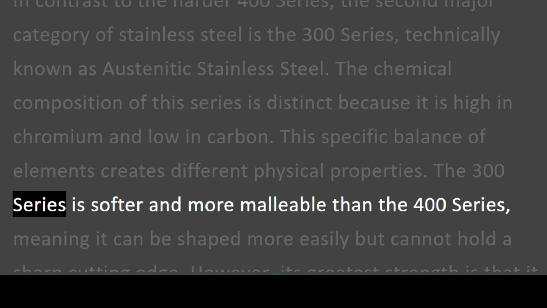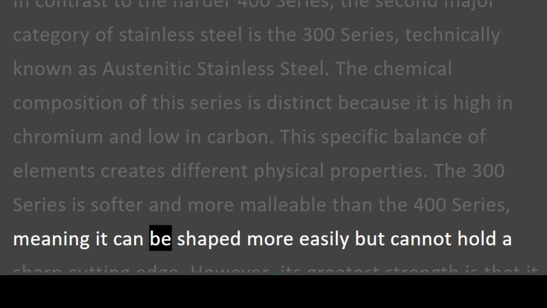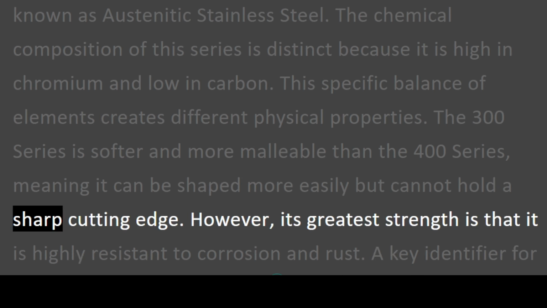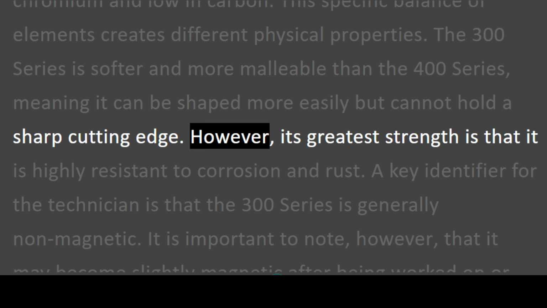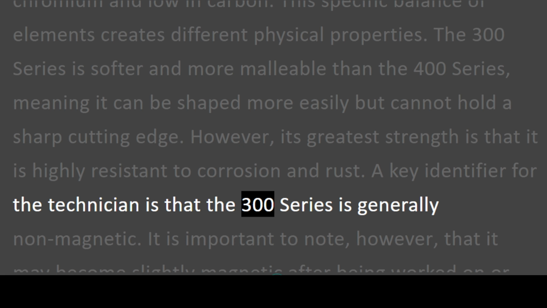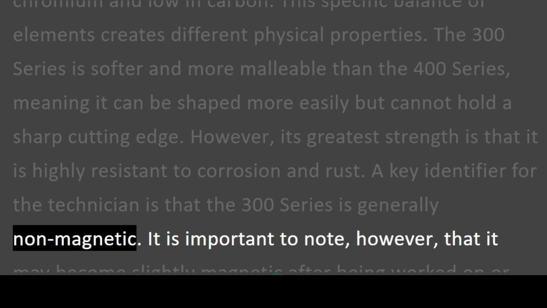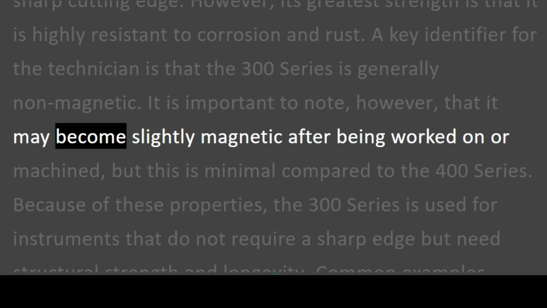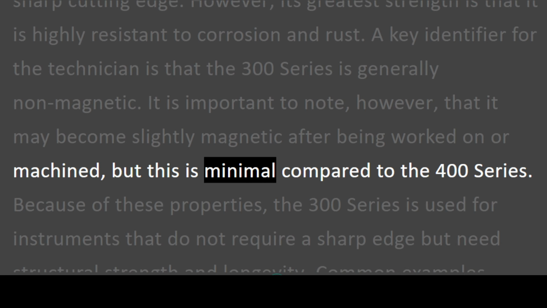The 300 series is softer and more malleable than the 400 series, meaning it can be shaped more easily but cannot hold a sharp cutting edge. However, its greatest strength is that it is highly resistant to corrosion and rust. A key identifier for the technician is that the 300 series is generally non-magnetic. It is important to note, however, that it may become slightly magnetic after being worked on or machined, but this is minimal compared to the 400 series.